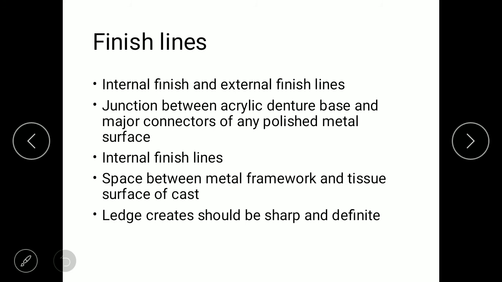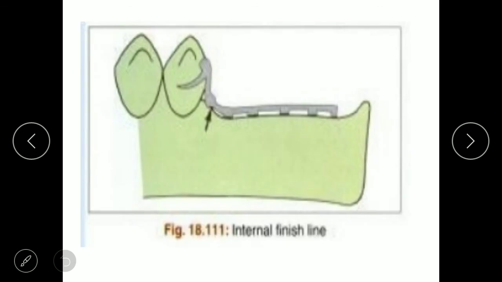The next one is finish lines. Two finish lines are involved here: the internal finish line and the external finish line. A finish line is defined as the junction between the acrylic denture base and the major connector or any polished metal surface. Coming to the internal finish line, it is a space between the metal framework and the tissue surface of the cast. Here ledges are created, they should be sharp and definite. This one is the internal finish line angle, it should be sharp and rounded.